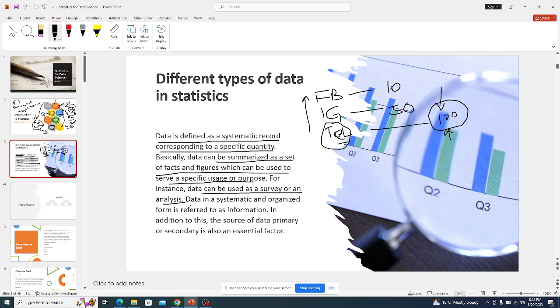So the other thing is that data in a systematic and organized form is referred to as information, which is very correct. So when we systematically process our data, the end result is what? Information. And it is on that information that you'll be able to make decisions. All right. So in addition to this, the source of data might be either primary or secondary. Yes, so those are the major sources of data.